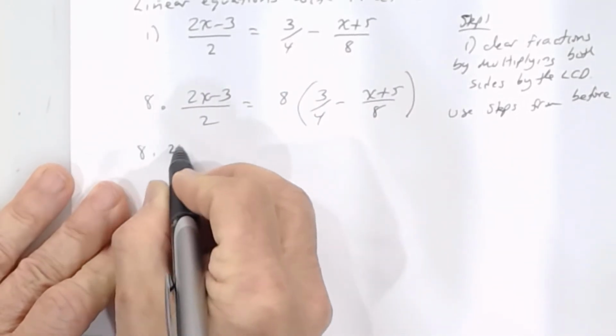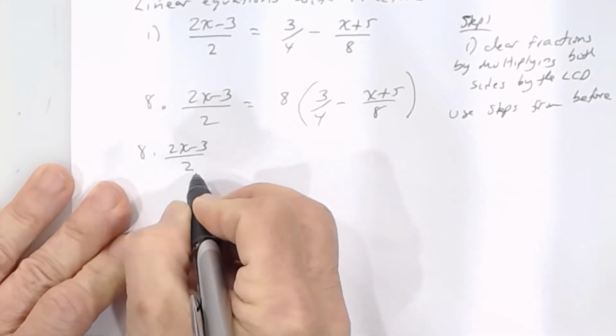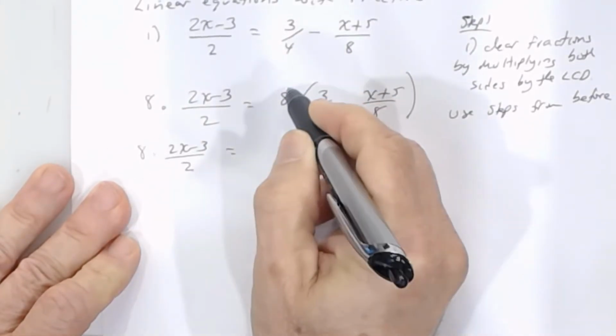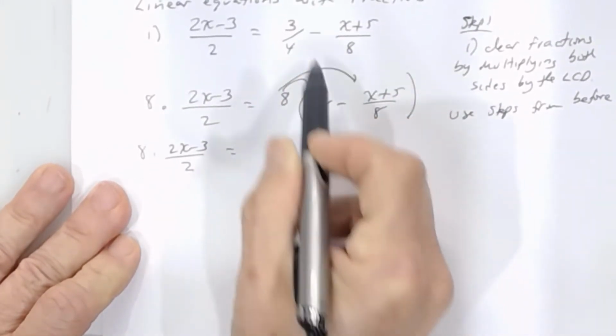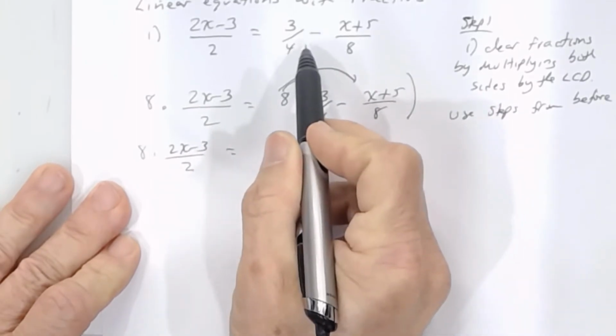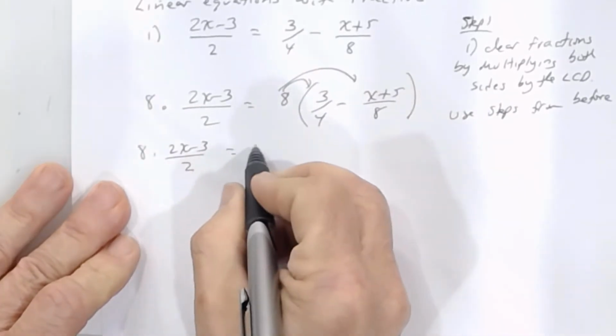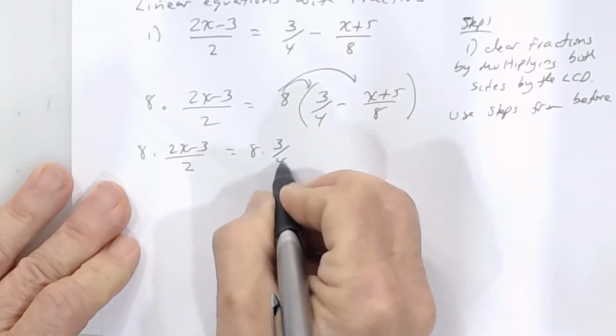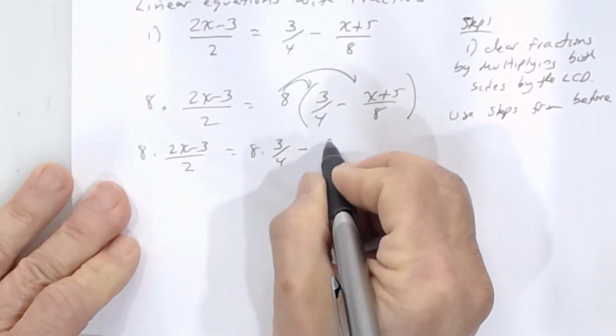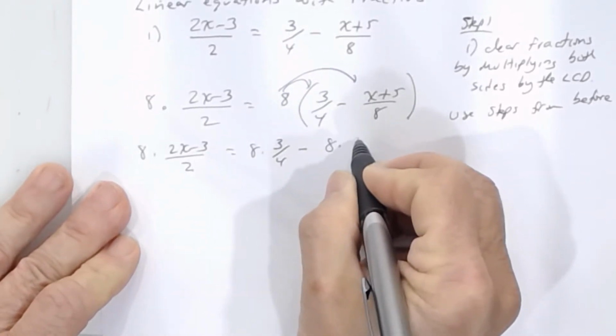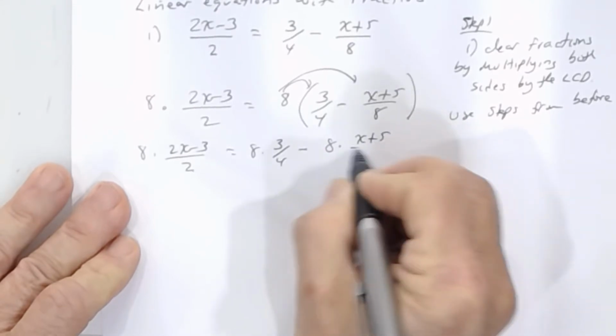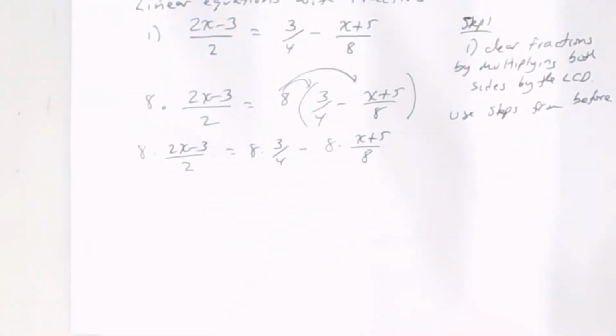So 8 times 2x minus 3 divided by 2 equals, I'm going to distribute, right? Because everything here has to be multiplied by what? 8. So you're going to say 8 times 3/4 minus 8 times what? X plus 5 divided by 8. So that's where I'm at. So all I did was use distributive property. Now here's where else you have to be careful now.